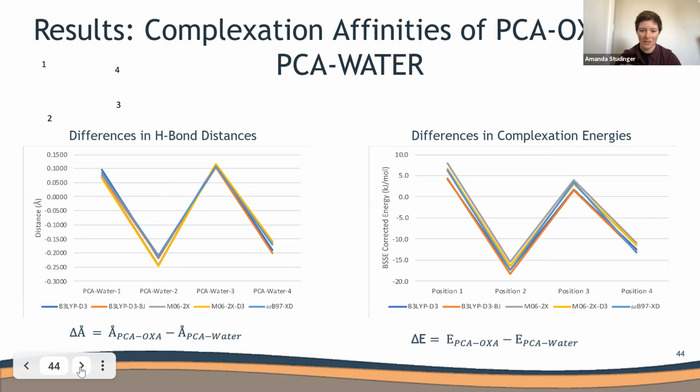Looking at the figure on the right, we're looking at energy differences and comparing the energy of PCA and oxalic acid versus PCA and water. And again, we see that at positions 2 and 4, where oxalic acid is the hydrogen bond donor, there's a lower energy and a more stable complex.